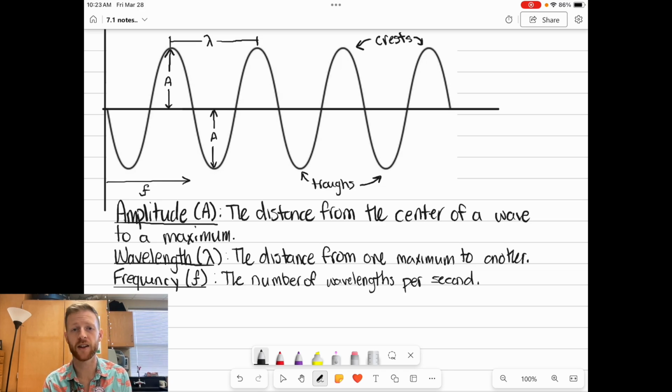And in the lab today, you're going to actually be applying and measuring these things. You're going to be measuring amplitudes and wavelengths. You're going to be timing the frequency. You're going to be relating that to how quickly a wave actually moves.